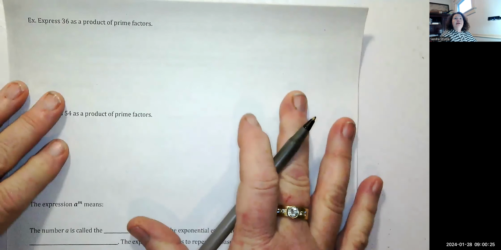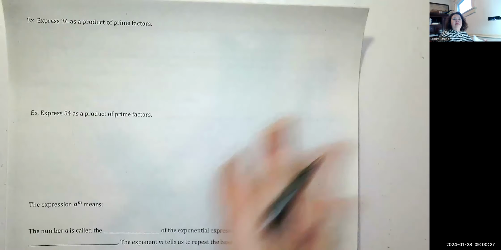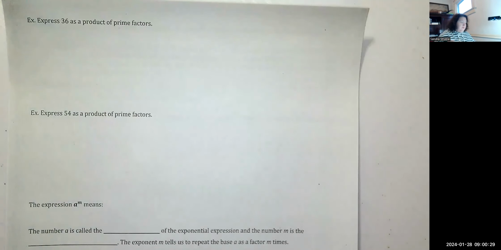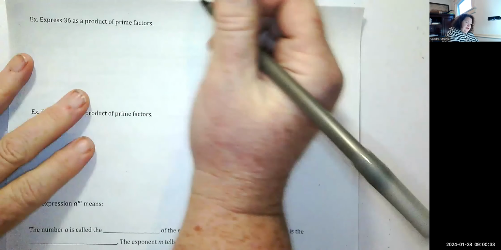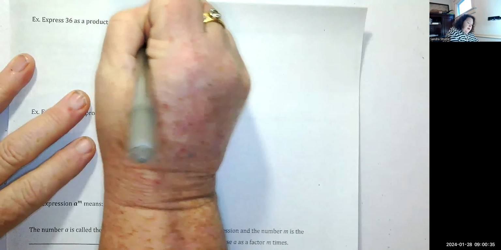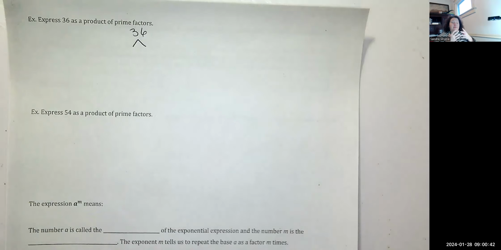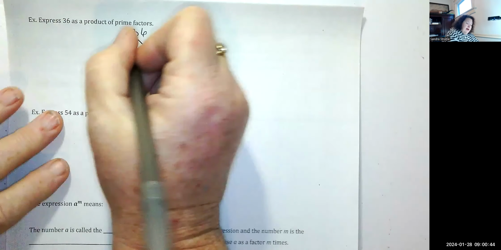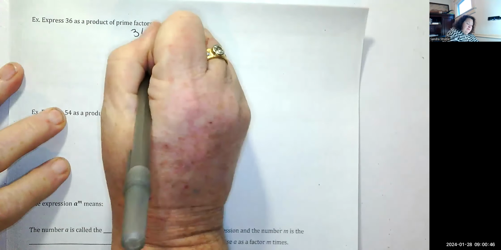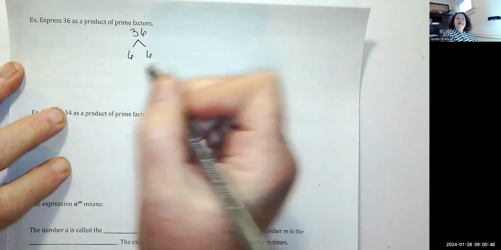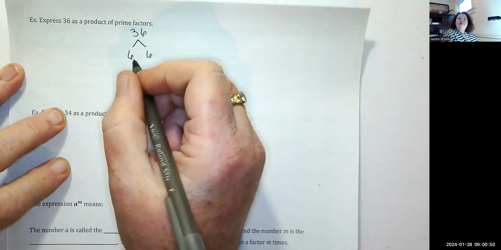All right, express 36 as a product of prime factors. So we start with 36, and I need 2 numbers that multiply together, besides 1 and 36, to make 36. My first thing I'm going to think of is 6 times 6. Okay, 6 is not a prime number, so we can keep factoring this.